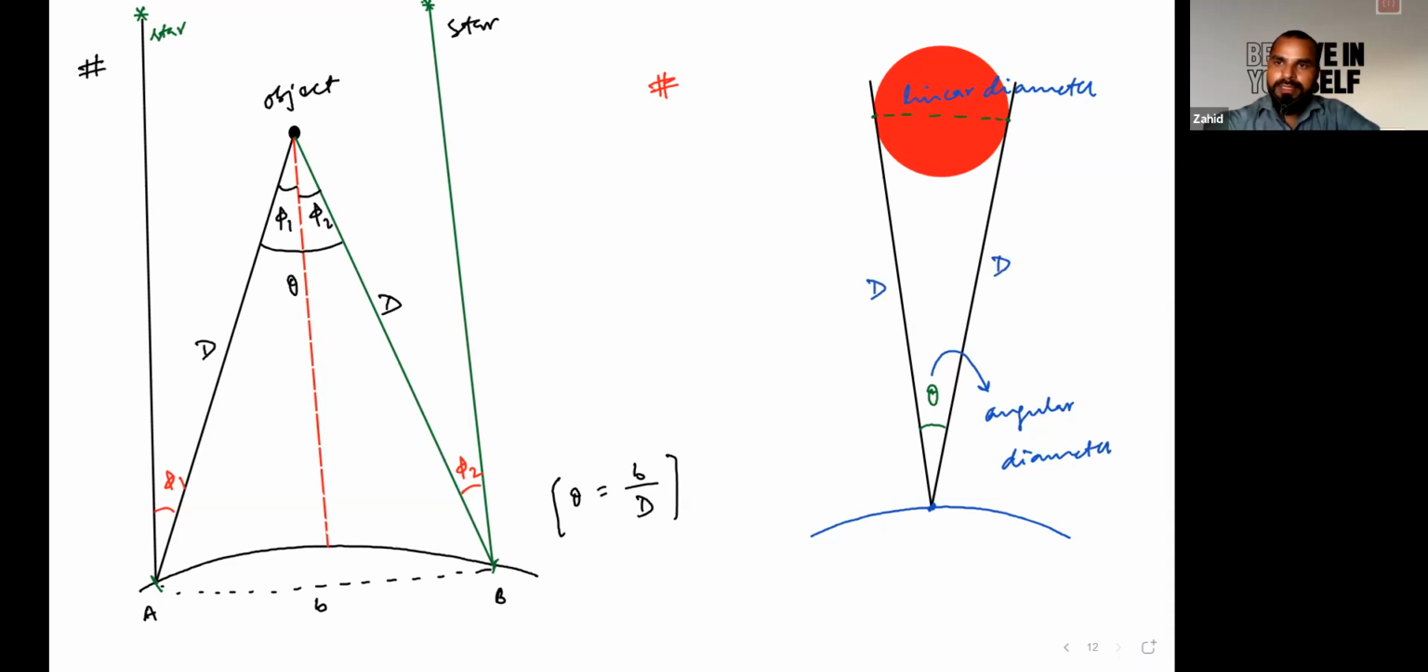So from this, we can conclude theta, or angular diameter, is equal to the length of arc, that means linear diameter, divided by distance. So by knowing any two of the values, we can calculate the third unknown part. So by parallax, we can easily calculate in these two different ways related to that particular measure.